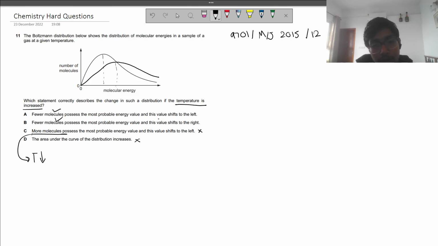And let's see if it moves to the left or right. So this is our original, and we can see the most probable energy has increased as the temperature has also increased. So generally, particles will obviously have more energy. Hence, the correct answer over here will be option B.